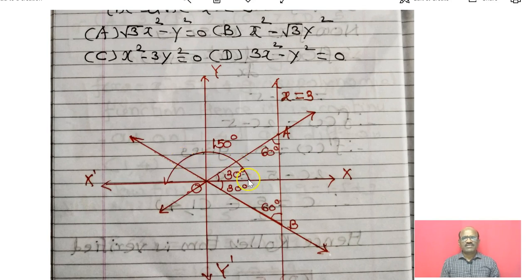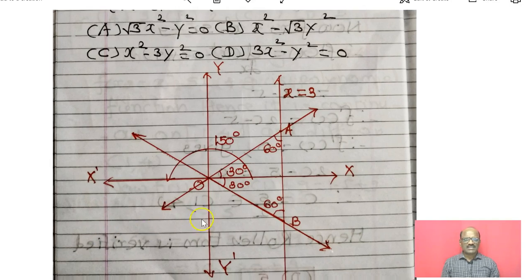Therefore we will find the equation of the second line, which makes an angle of minus 30 degrees, and the first line makes an angle of 30 degrees. Now we'll find the equation of the first line and the second line, which make angles of 30 degrees and minus 30 degrees with the x-axis.